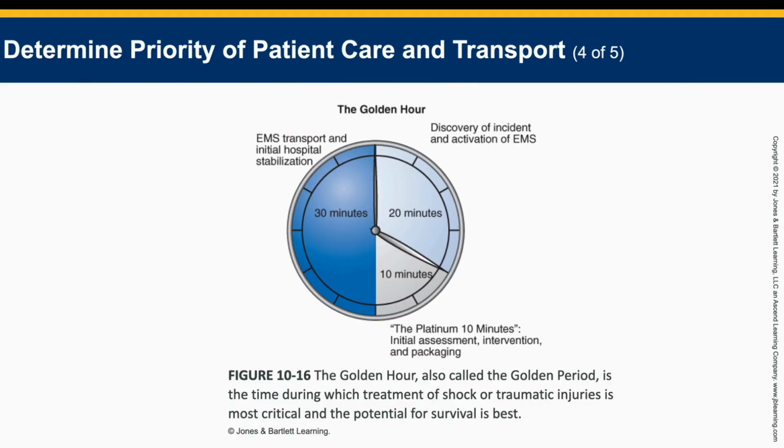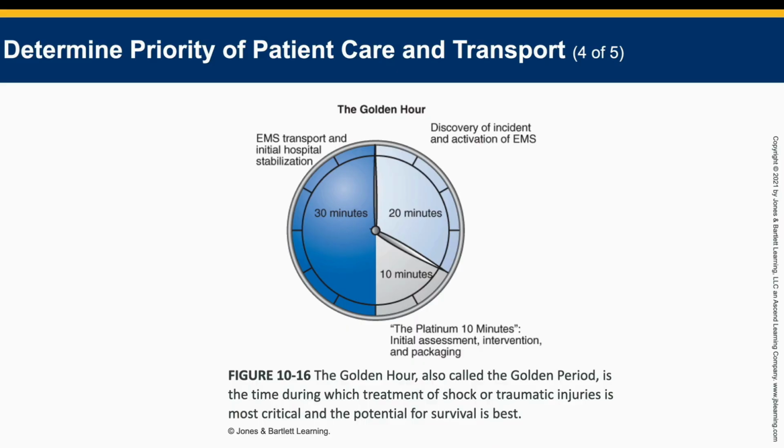This slide illustrates that golden hour and how time is divided during a traumatic emergency. The golden hour is that first hour after a serious injury, when rapid assessment, treatment, and transport have the greatest impact on the patient's survival. The process begins with the discovery of the incident and activation of EMS. Once EMS is notified, responders are dispatched and begin traveling to the scene. Within this hour, EMTs aim to follow what is often called the Platinum 10 minutes. This refers to the goal of completing the initial assessment, life-saving interventions, and patient packaging within about 10 minutes of being on scene, especially in those critical trauma patients.